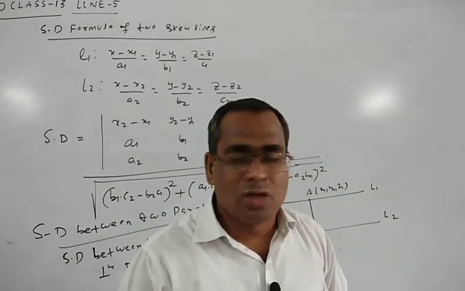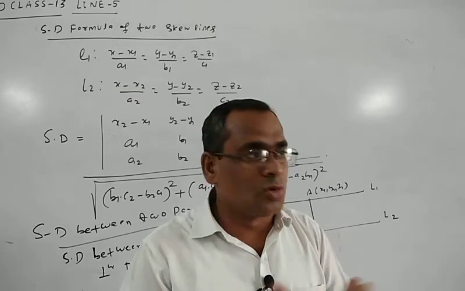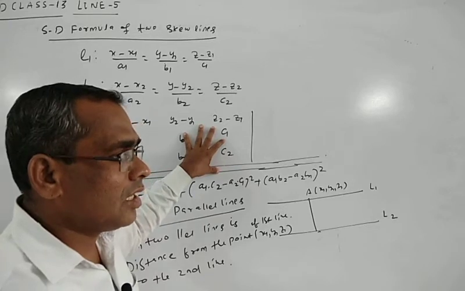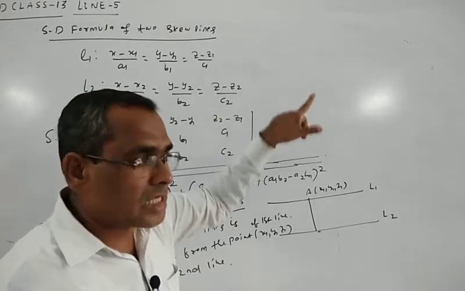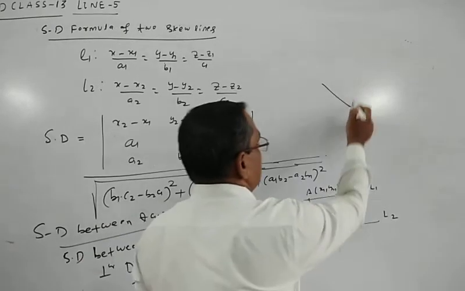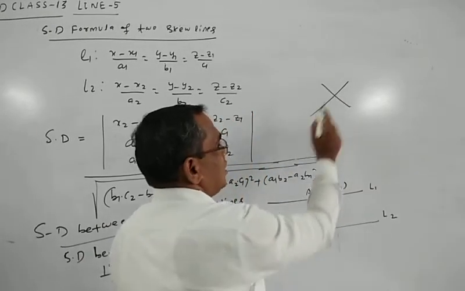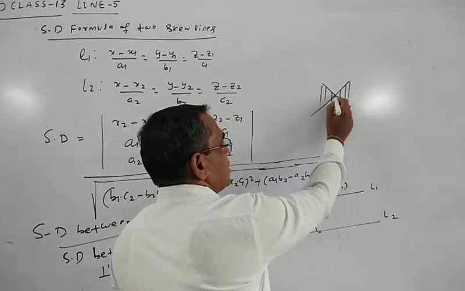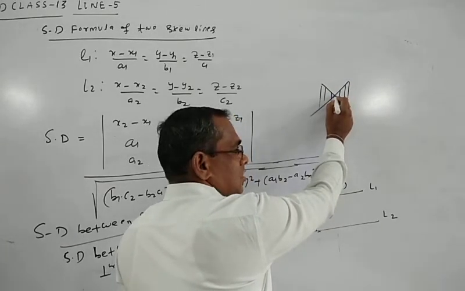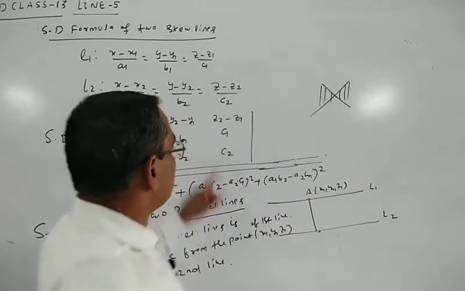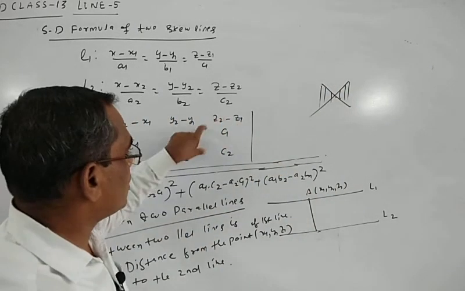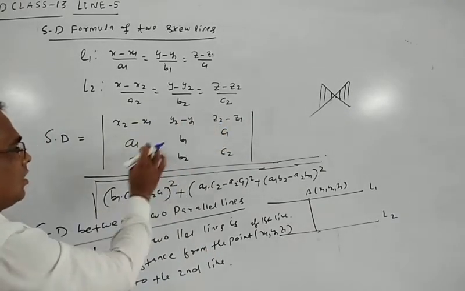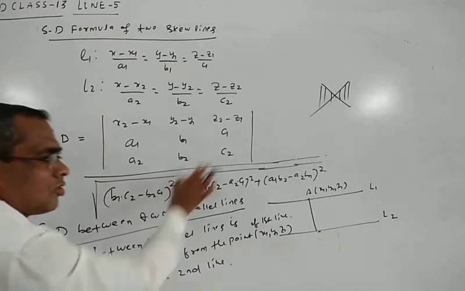Understood? So that is the shortest distance between two skew lines. And if two lines intersect, then what is the shortest distance? The shortest distance is 0. That means the determinant of [x2 minus x1, y2 minus y1, z2 minus z1; a1, b1, c1; a2, b2, c2] is equal to 0.